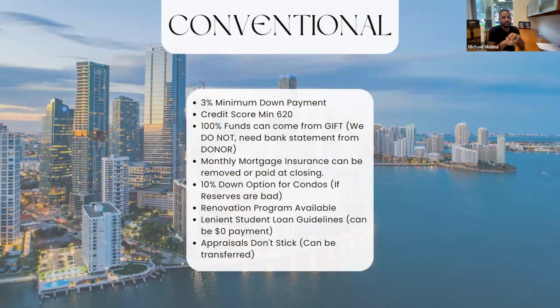10% down option for condos if reserves are bad. And I think we kind of went over this in the condo presentation as well, right? You can have your first Fannie Mae, your conventional loan, has to be 75% loan to value. After that, you can get a second loan up to 89.99%. Fannie Mae does allow that, and Freddie Mac as well.